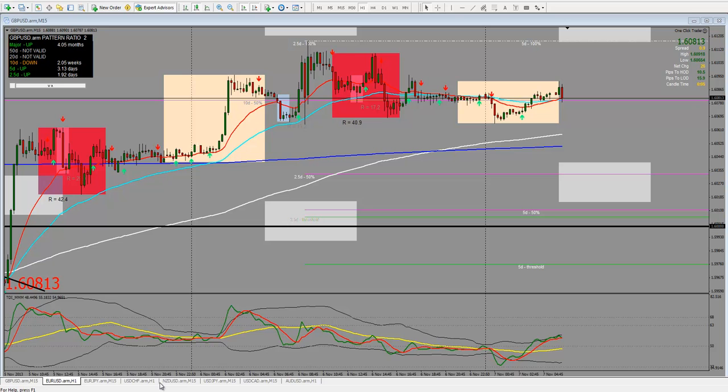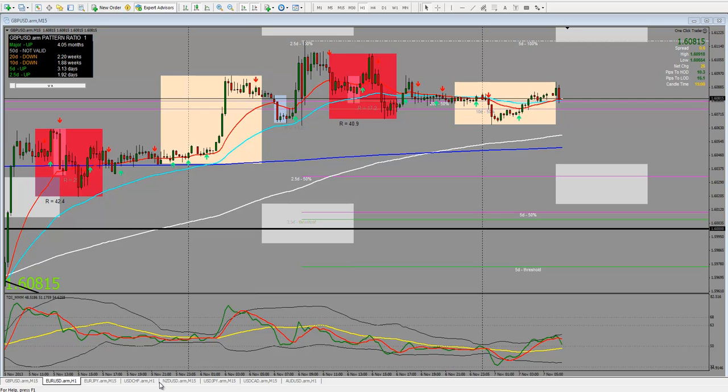Just to recap on yesterday's trade on the pound dollar and the euro dollar. We took the pound dollar short yesterday around this level here, after we saw this bullish candle. One of our members was long here, and I did advise him not to go long here, this is a trap.